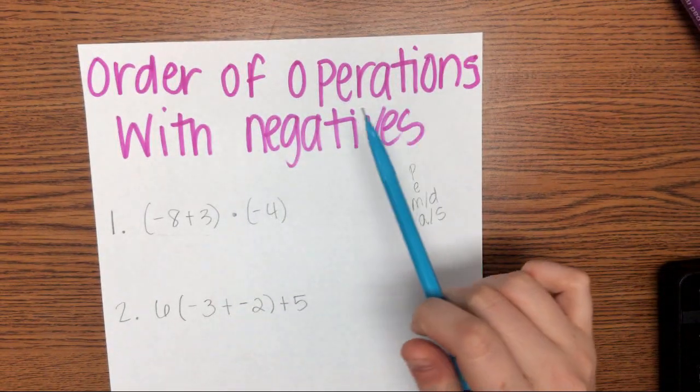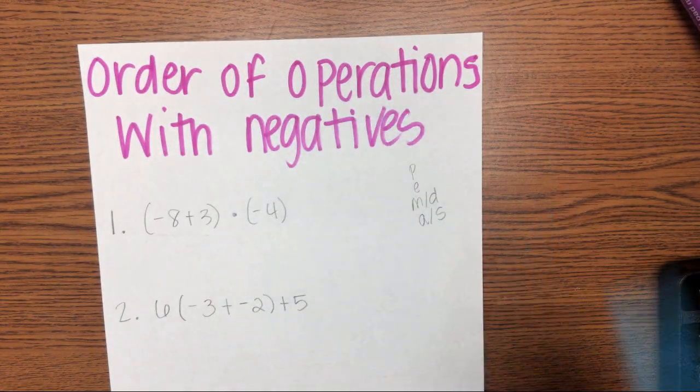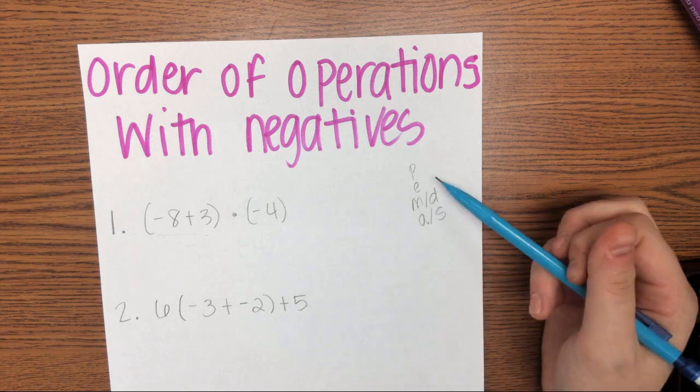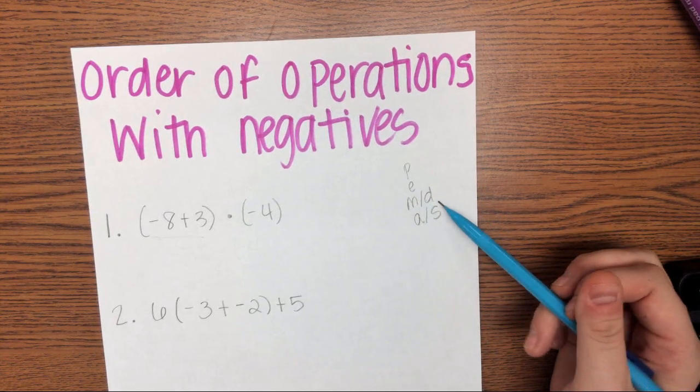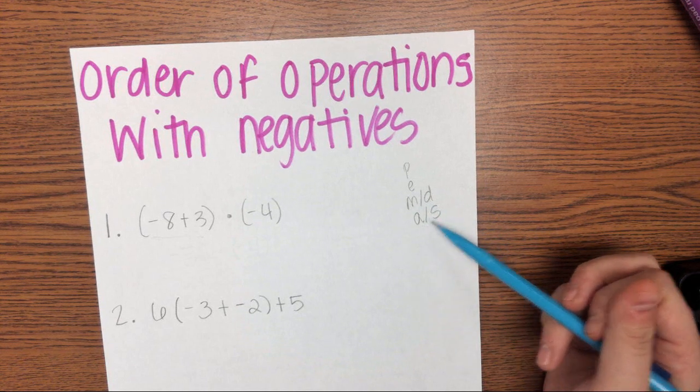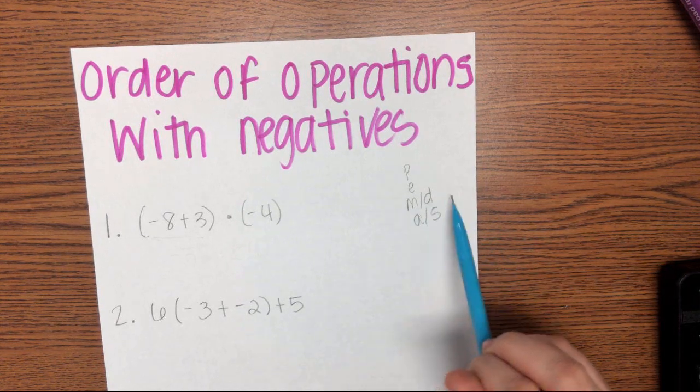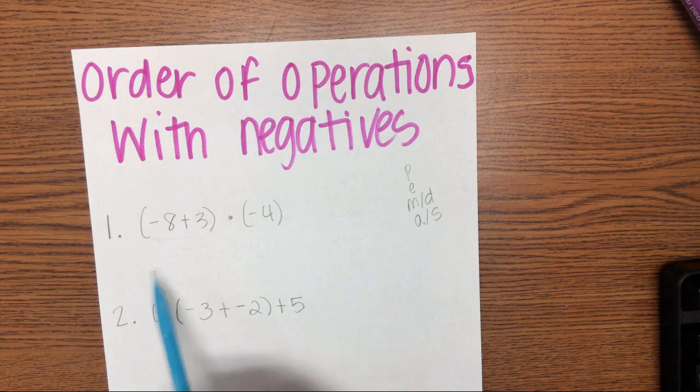So we're going to be using negatives and positives now in our order of operations. I am going to still continue to follow PEMDAS, so parentheses, exponents, multiplication or division, and then addition or subtraction. And remember, those go from left to right. Alright, so here's our first question.